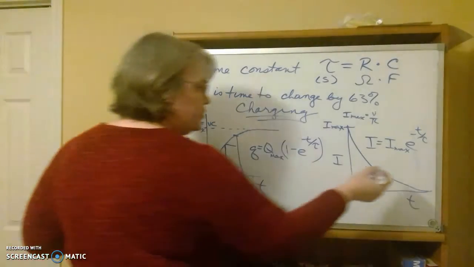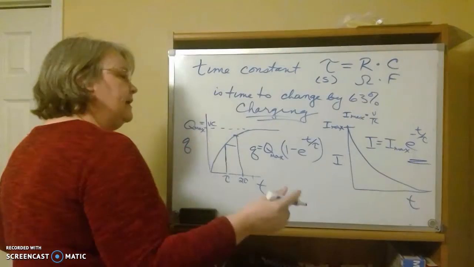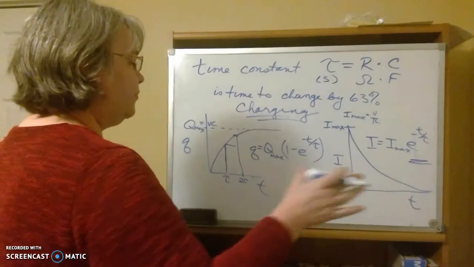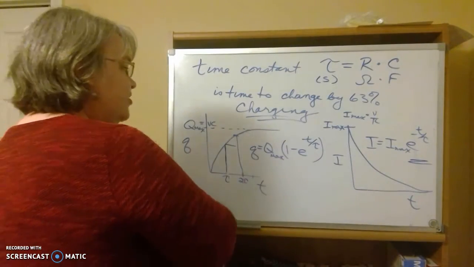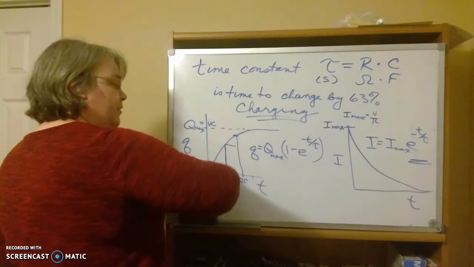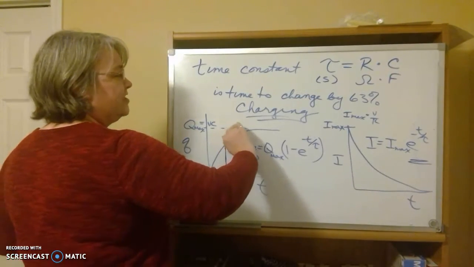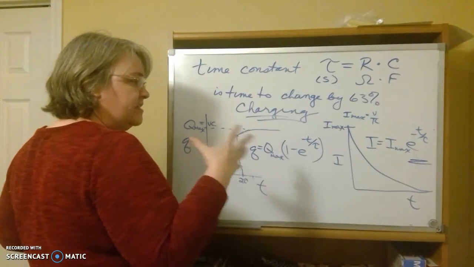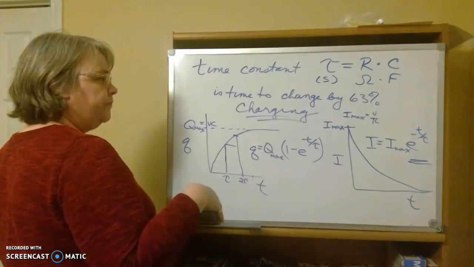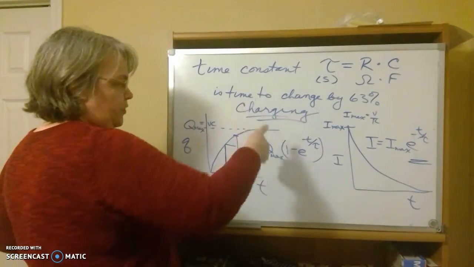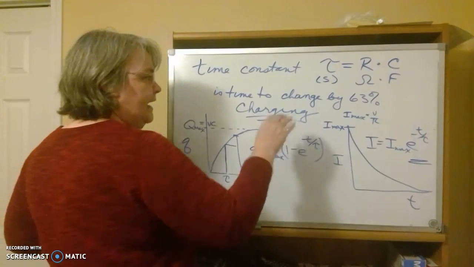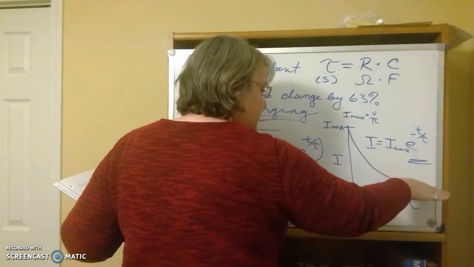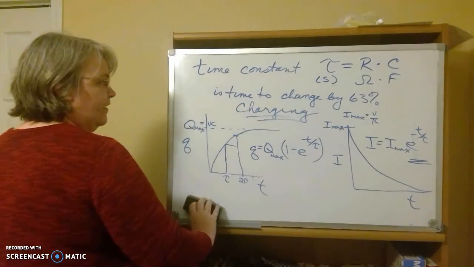Now, this version, the e to the minus t over tau, is the one that we use for discharging circuits for both Q and I. So this is charging, filling it up. You fill up the capacitor quickly at first, and then it gets slower and slower as it gets stuffed. Once it's stuffed, you're stopping your current, right? At the beginning, it flows in fast, and then it goes slower and slower till it stops.